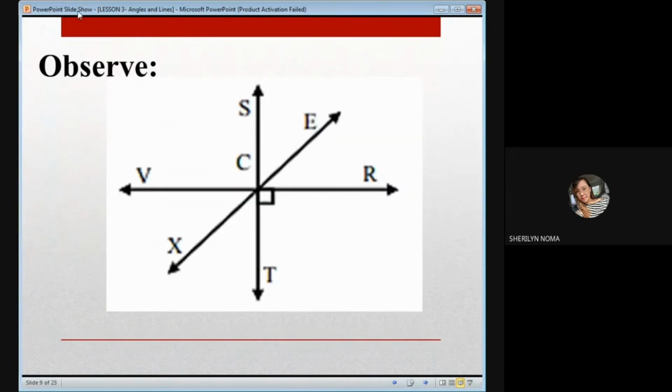Observe this figure. What have you observed in this figure? Nandyan yung mga types of angles. As you can see, hindi lang isa yung angle na nakikita nyo. We have 2 or more angles dyan, magkakasama.